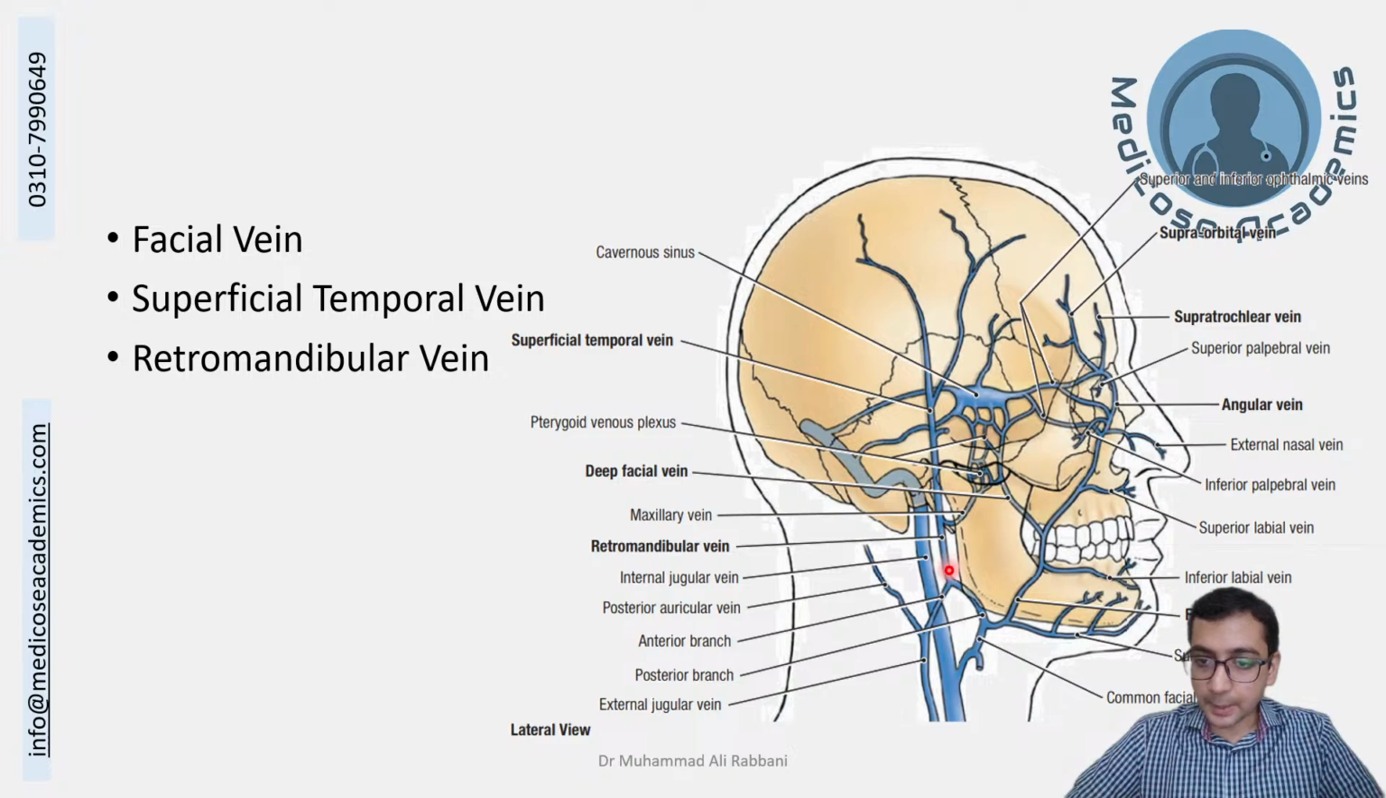When the retromandibular vein comes down just behind the angle of the jaw, it divides into two parts, one going anteriorly and one posteriorly. These are simply called the anterior and posterior divisions of the retromandibular vein. The anterior division of the retromandibular vein joins with the facial vein, and sometimes the lingual vein, and they make the common facial vein. And this is the common facial vein that goes into the internal jugular vein.